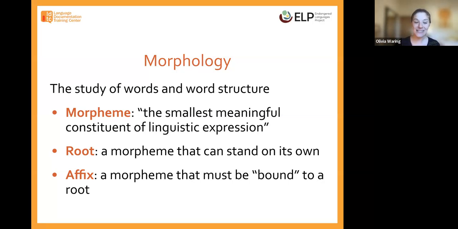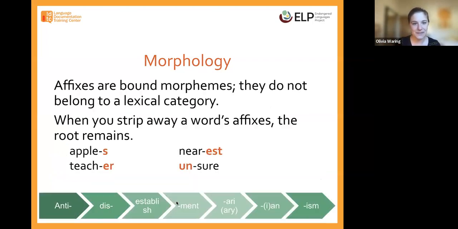We've got two basic types. One is a root, which is a morpheme that can stand on its own in a language, serving as a word in its own right. An affix is a morpheme that has to be attached to some other morpheme, to a root, for example, in order for it to be grammatical. So we'll talk more about each of those types.